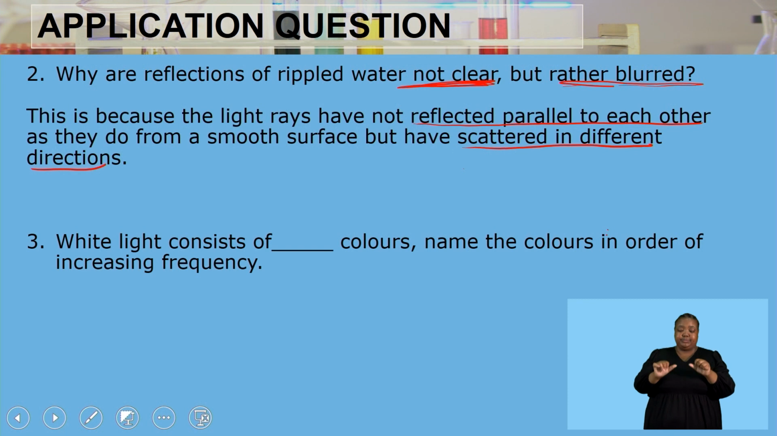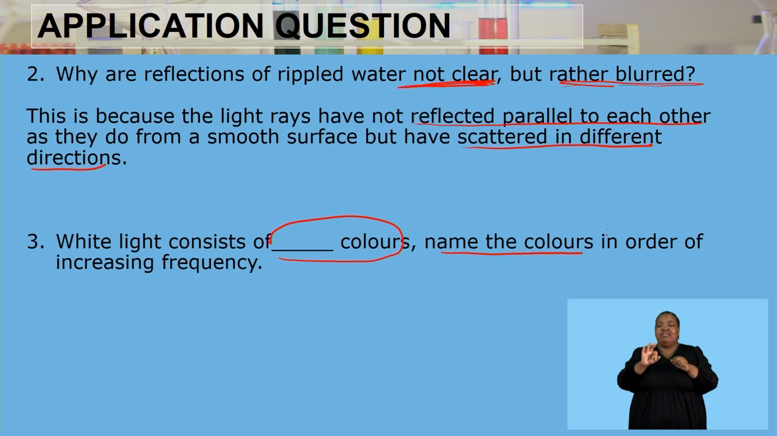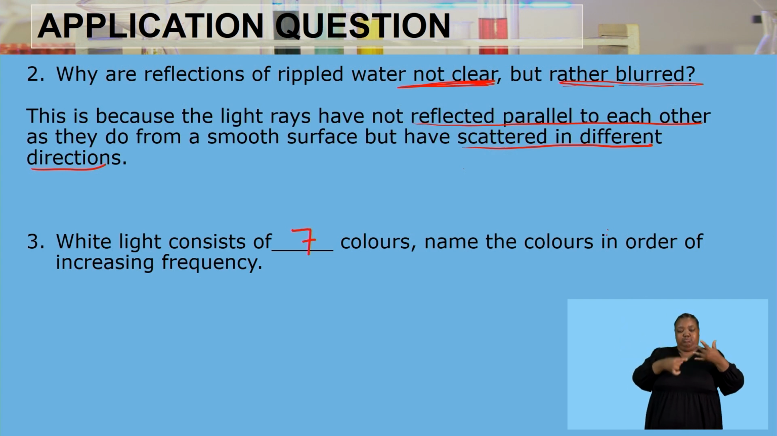So our next question is saying that white light consists of a certain number of colors, and we need to name the colors in order of increasing frequency. So the white light, remember, the sun gives off white light, and that white light is a combination of 7 different colors. So the answer to the first part of the question is 7 colors. Now, what are those colors that are coming from the source, being the sun, that are giving us the white light? Remember, you always need to think of the Roy G. Biv.